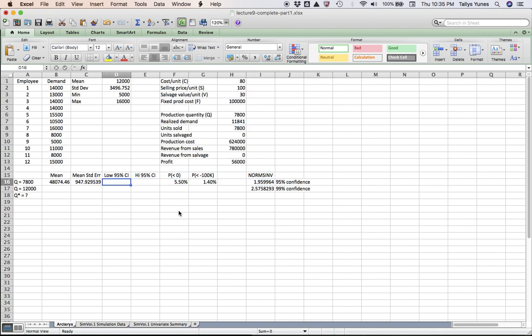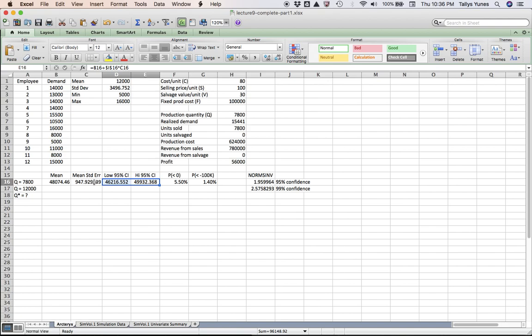So let's make a 95% confidence interval. The low end is going to be the mean, minus my 1.96, and let's anchor that number, times the mean standard error, or the standard deviation of the mean, which is in C16. And the high end of the confidence interval, the mean, now plus this 1.96 times the standard error.